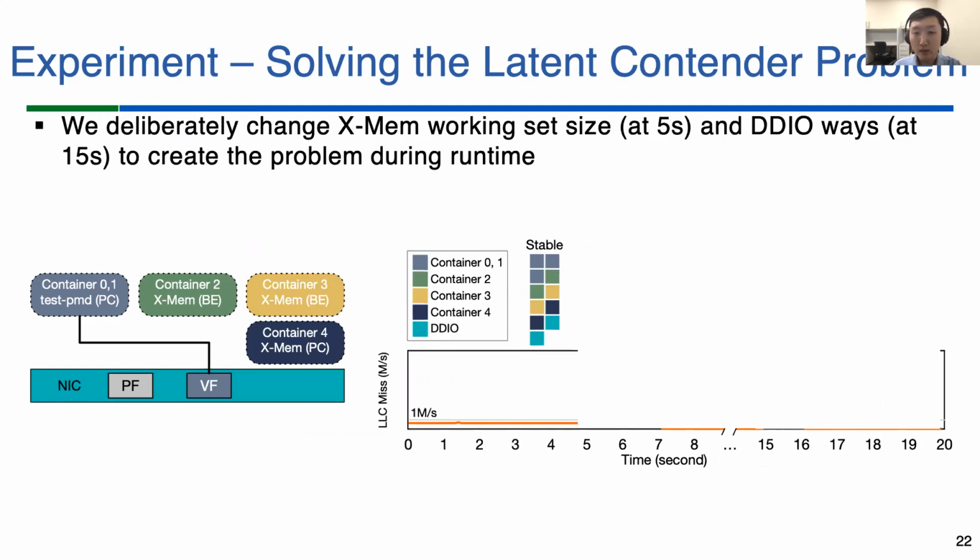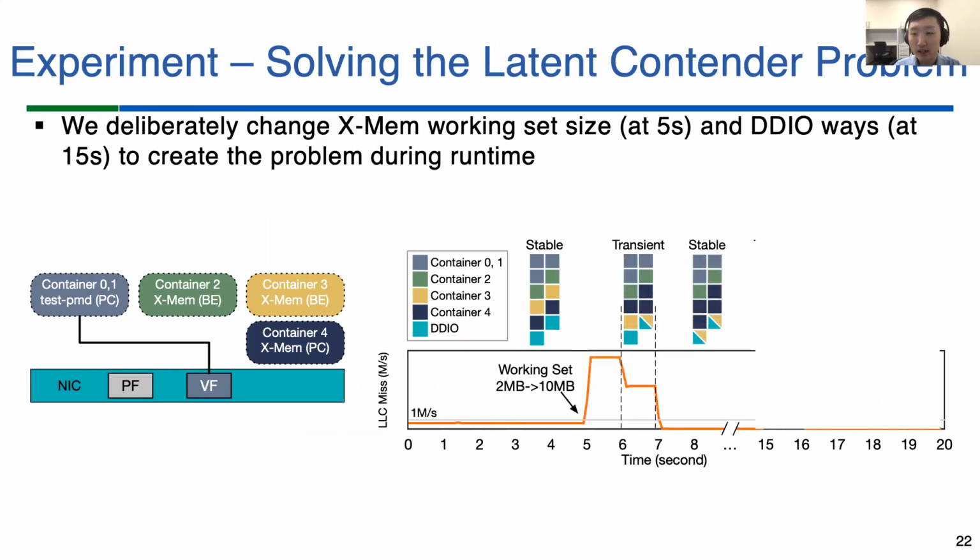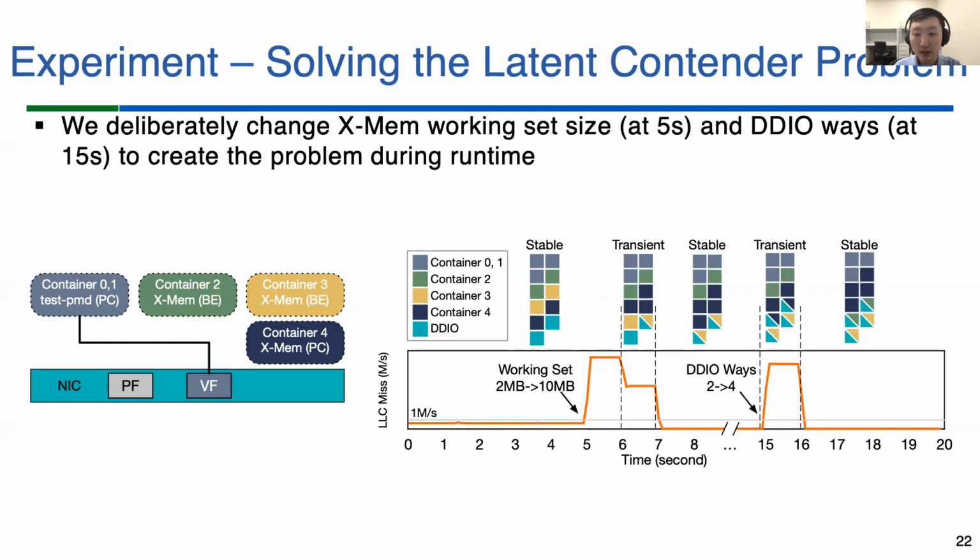In the beginning, the miss count is low because the container's LLC is completely isolated. At the 5th second, since the working set of container 4 is changed to 10 MB, more LLC misses happen on that. IAT mitigates this by shuffling the LLC weights of container 3 and 4, since container 3 still has a small working set size. At the 15th second, we increase DDIO's weight to 4, creating another contention and high LLC miss count. Again, IAT shuffles the LLC allocations to restore the isolation of the performance critical tenant. After the 1 second adjustment, the LLC miss of the container returns to a low level.